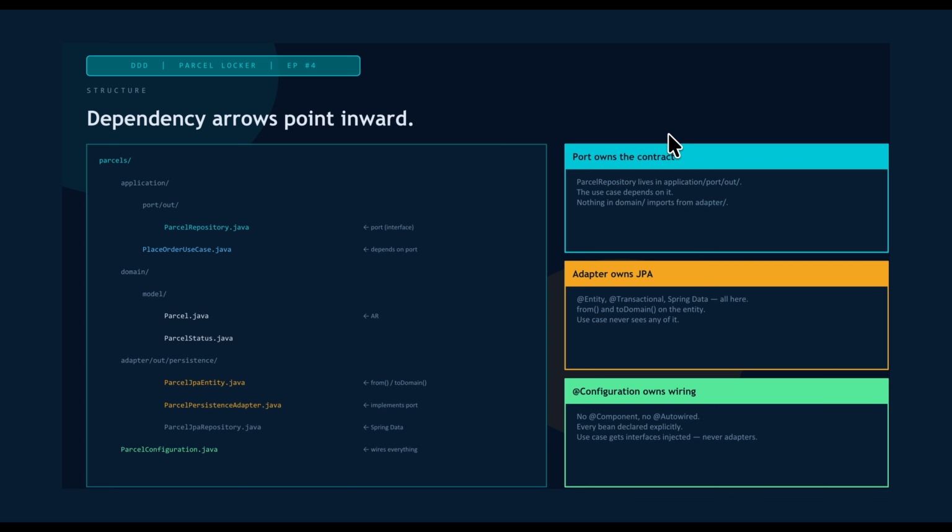Next episode, domain service. We have parcel and locker as separate aggregate roots, but neither one can decide by itself which locker slot to assign. Someone has to coordinate that, and it is not a use case. It's domain logic. That is what we are building.